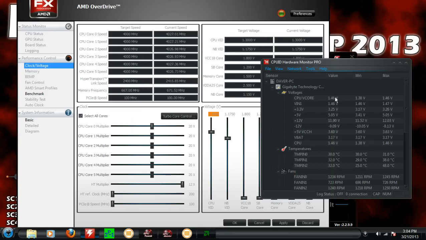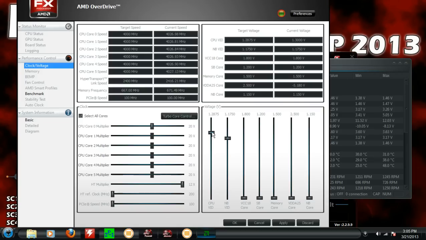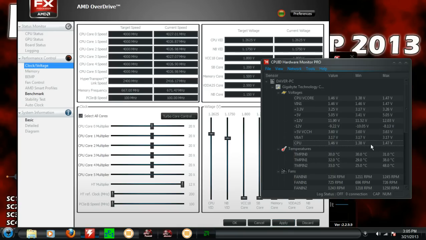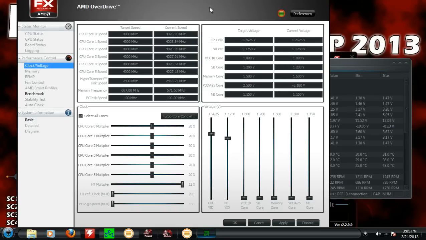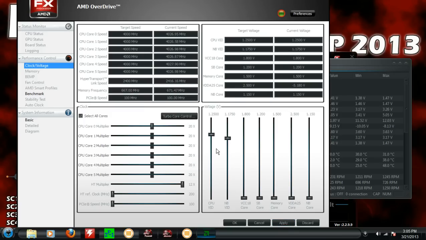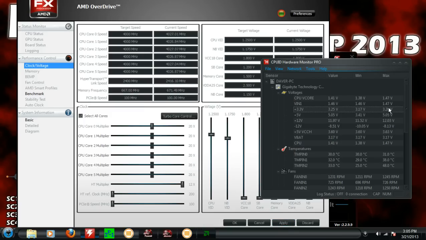Now look at this, 4.6. That's what I don't like about Overdrive, it's messed up. It doesn't know what the hell's going on. It really does not. That's close enough, but you guys get the point now. Don't use Overdrive. If you really must, just do what I did and be careful as you're raising your voltages, because you'll get a hell of a surprise.